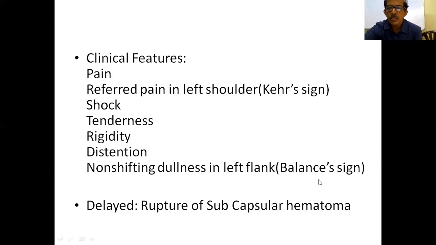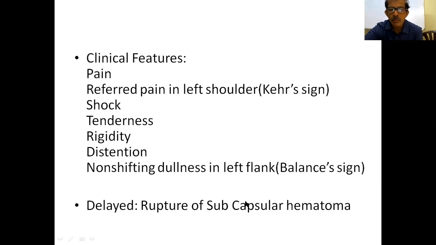He is a surgeon who invented this sign called Balance sign, that is non-shifting dullness in the left flank. Usually in ascites or even in hemoperitoneum, if you make the patient lie down on the right lateral side, then the left flank will become empty, and the dullness will change to resonance. Whereas in splenic injuries, non-shifting dullness, if at all it is present, is very suggestive of splenic injury. So that is called Balance sign.